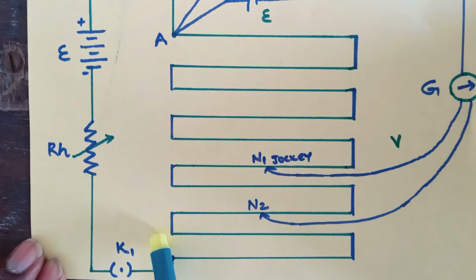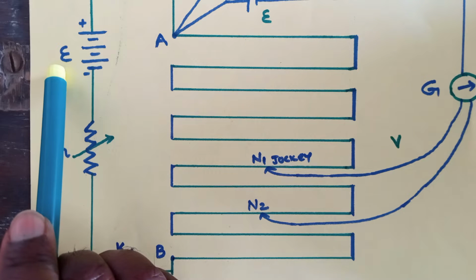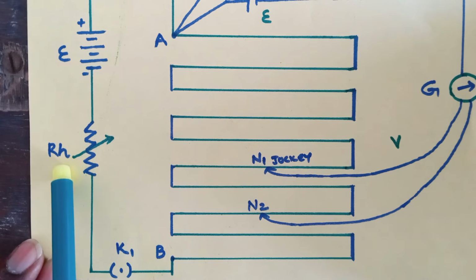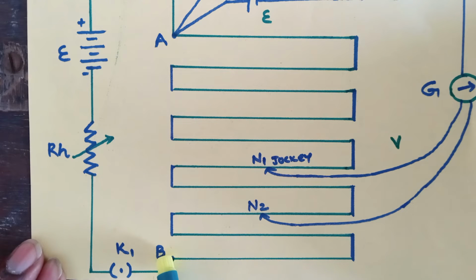In the primary circuit, what are connected? A battery of EMF epsilon, rheostat and plug key K1 in between the terminals A, B of the potentiometer wire. This circuit is known as the primary circuit.